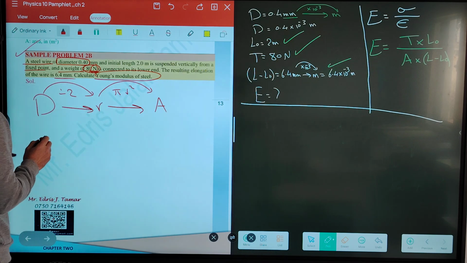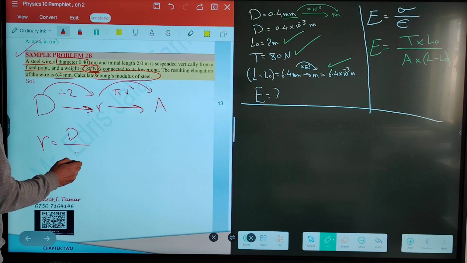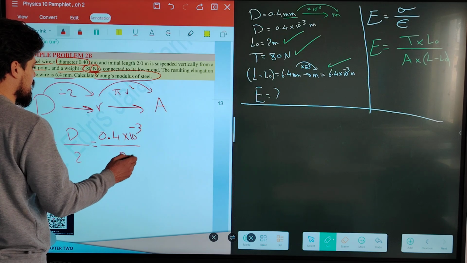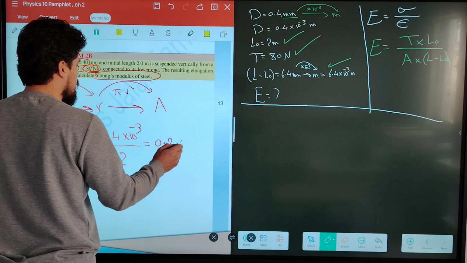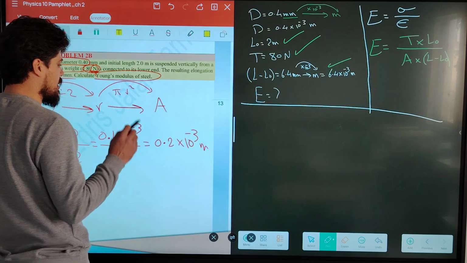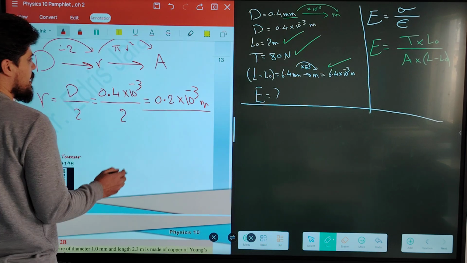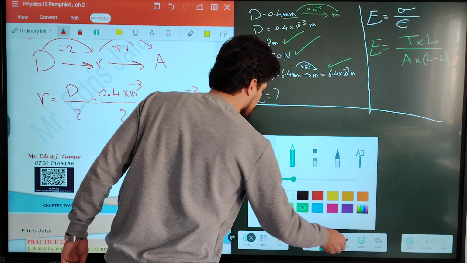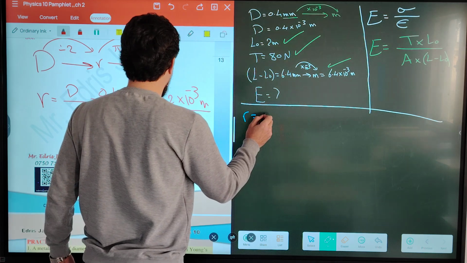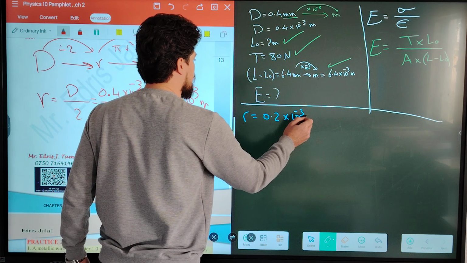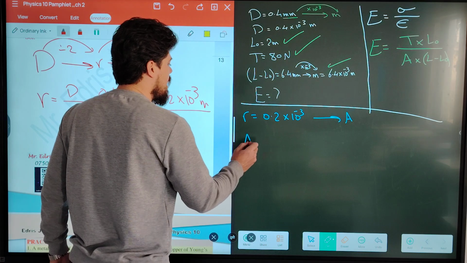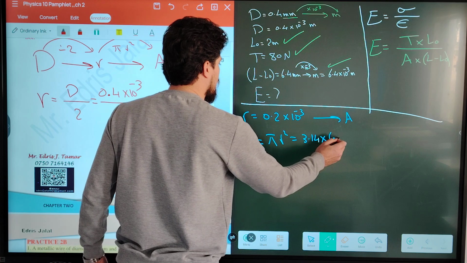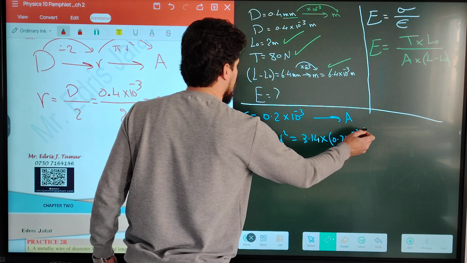How can you convert radius to area? Pi r squared. Okay? Radius is equal to what? Diameter divided by 2. Diameter was given 0.4 times 10 power negative 3, divided by 2 is equal to 0.2 times 10 power negative 3 meter. What is this? This is radius. Convert this radius to area. Area is equal to what? Pi r squared. 3.14 times 0.2 times 10 power negative 3 squared.